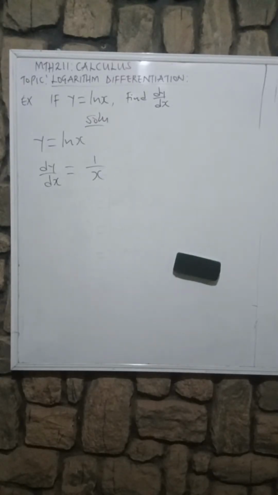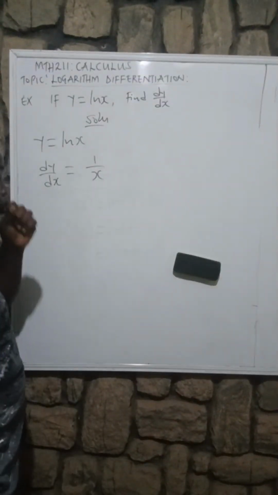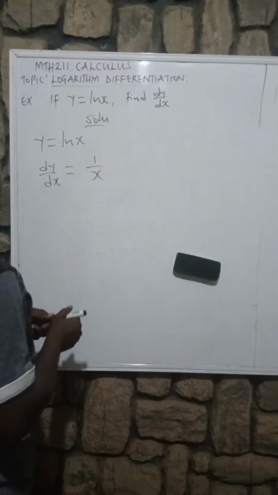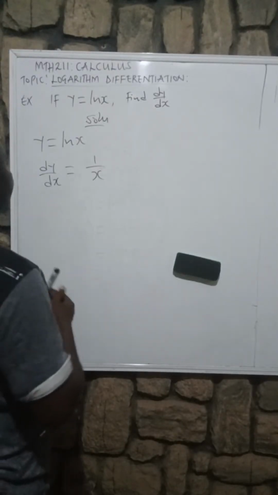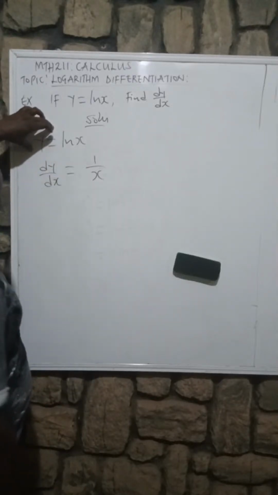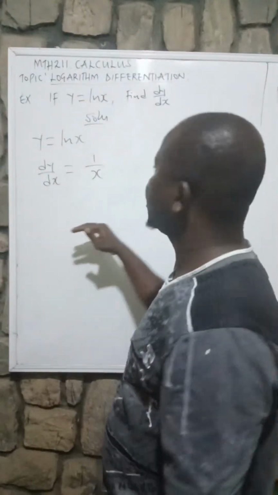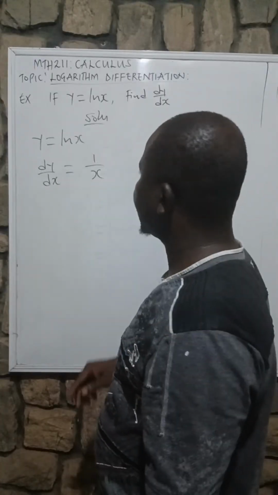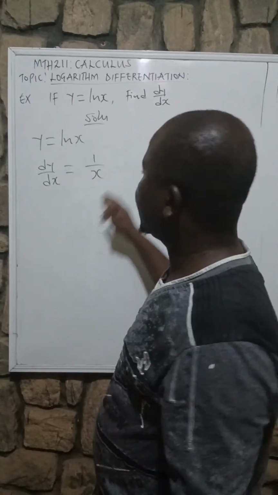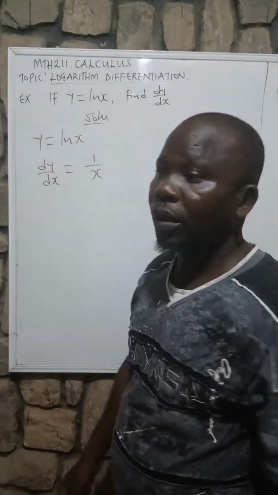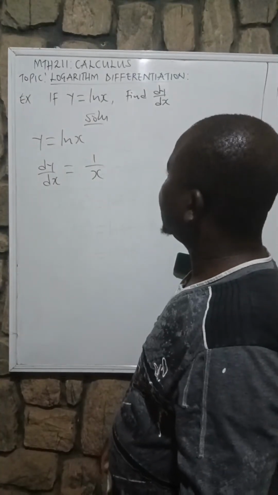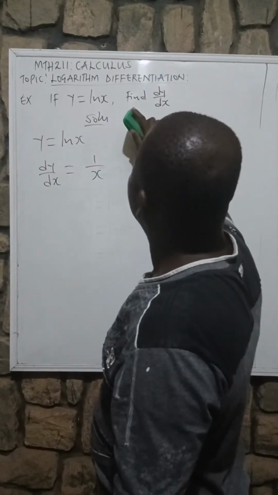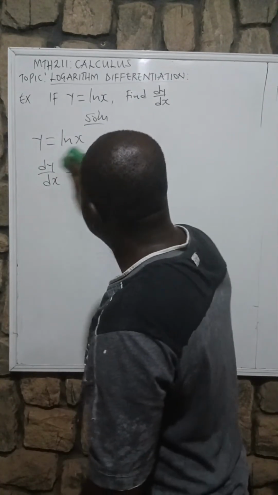Okay. Do you agree with me? So this is the answer. Whenever you are given a function to differentiate, y equals ln x, note that ln x will always give you 1 over x. Okay, so let's consider another example.